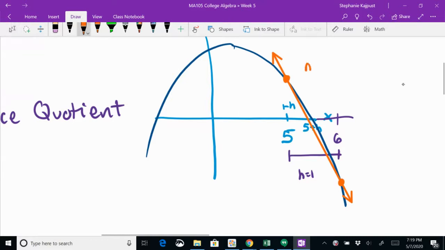So we just found that m is negative h minus 5. So if h is 1, then the slope of the line between those 2 points is negative 1 minus 5, and the slope will be negative 6. So if I had this on an actual graph and it was to scale, you'd be able to see that that's what that is. So that's what the difference quotient means. It's basically giving you a formula so that you can find the slope between any 2 points and draw a line between them, if that makes any sense.